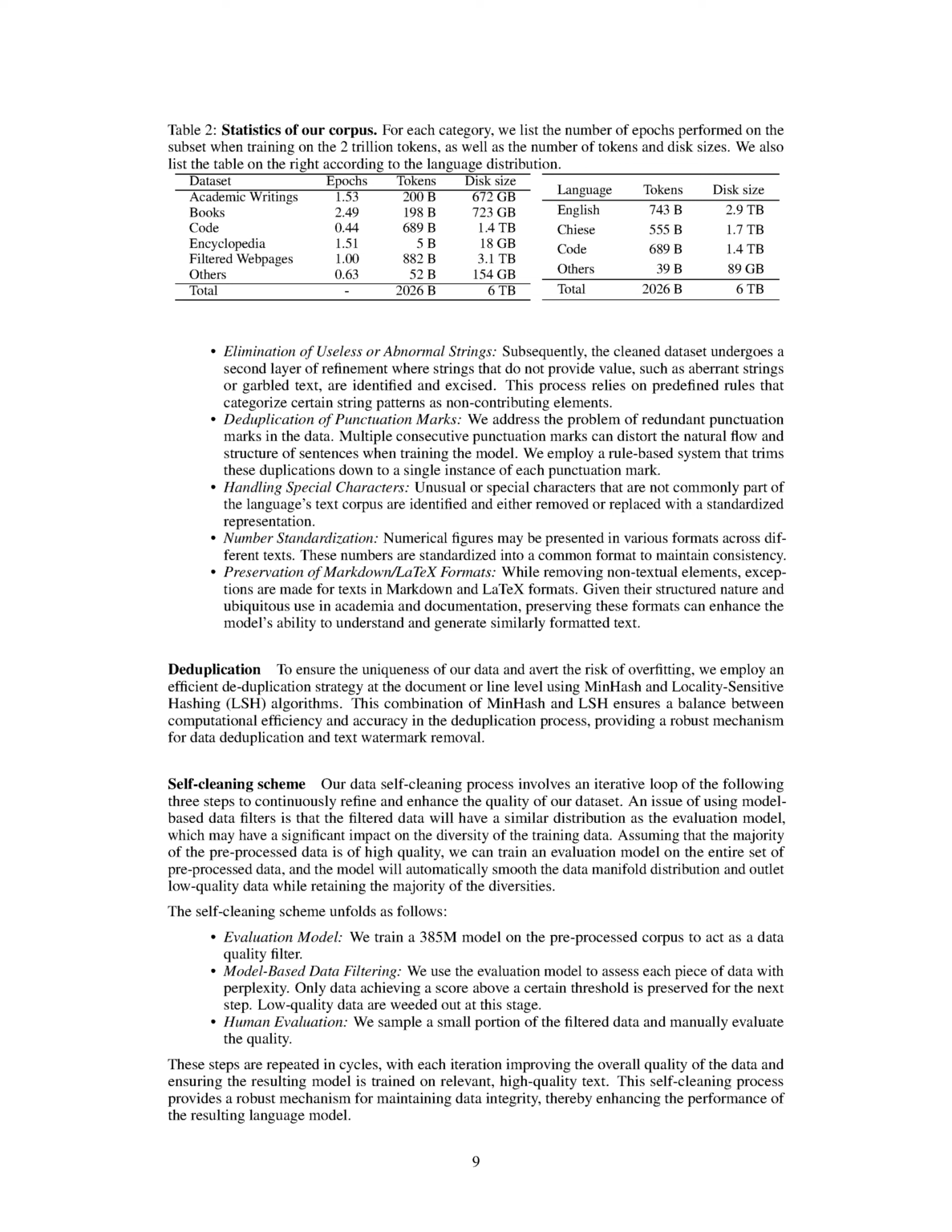Any low-quality data is removed at this stage. 3. Human evaluation. We take a small sample of the filtered data and manually check its quality. We repeat these steps in cycles. Each cycle improves the overall quality of the data and ensures that the final model is trained on relevant, high-quality text. This self-cleaning process provides a strong method for maintaining the integrity of our data, which in turn improves the performance of the resulting language model.